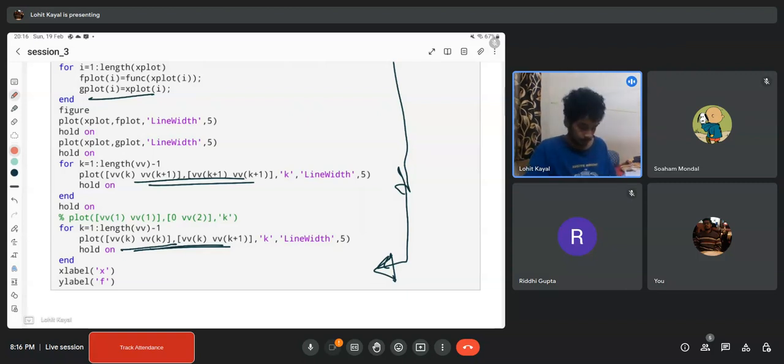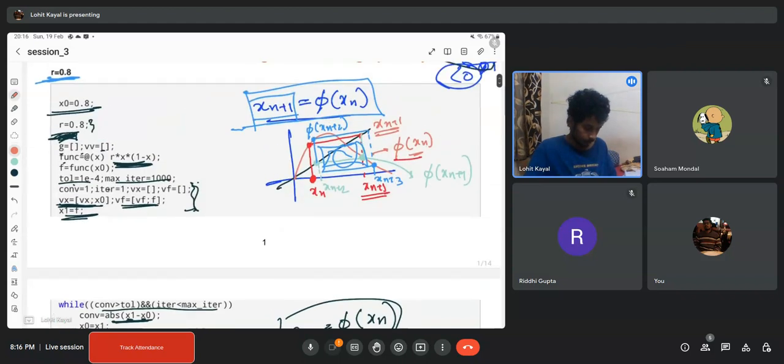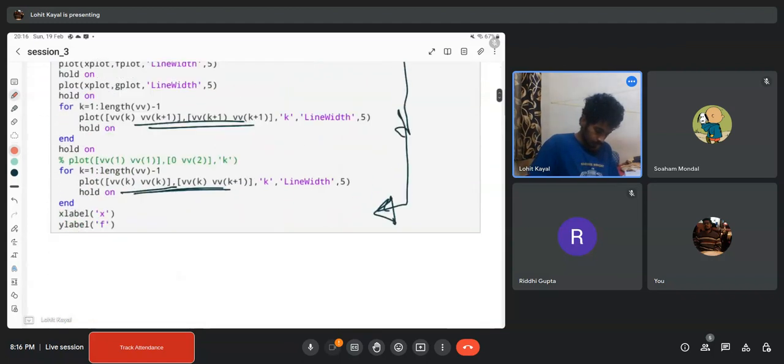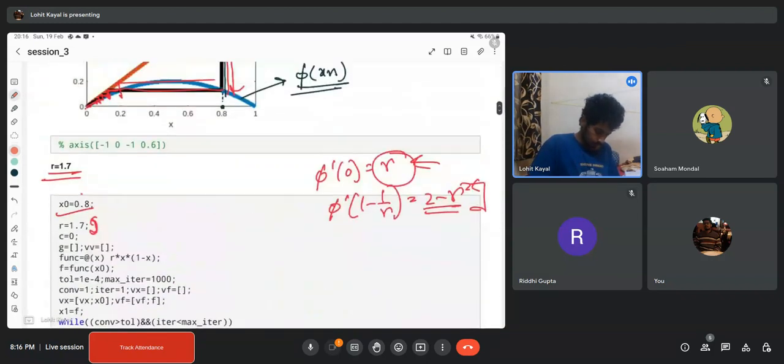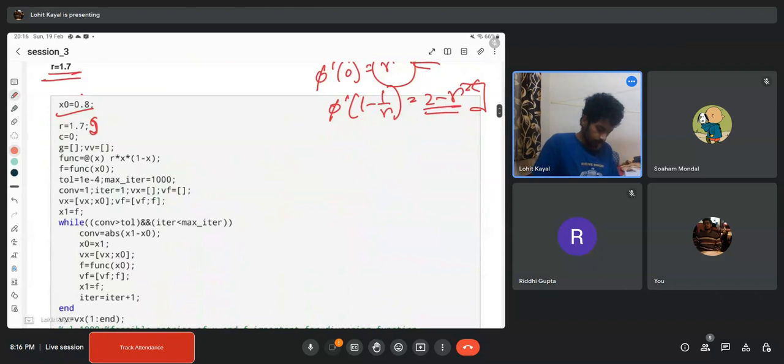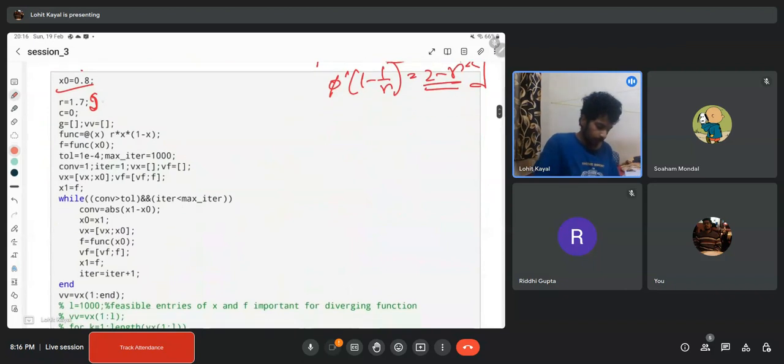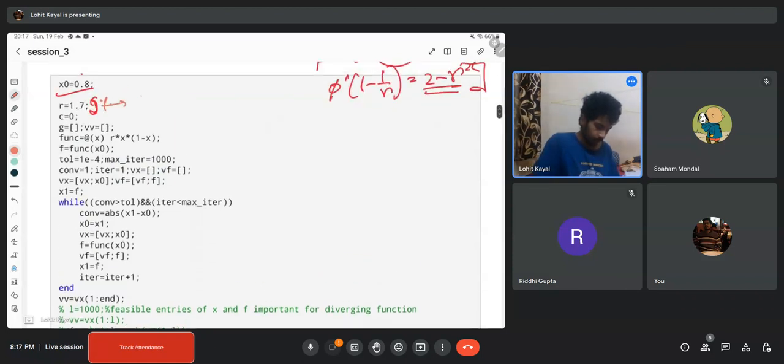So I think it will be better if I tell you about the details of the code a little, then it will be easier for you to understand. So let me start with a fresh one. Yeah, this one is fresh. Here I am defining the value of r. I should have commented, so from next time I will comment every section, so it will be easier for you to understand.